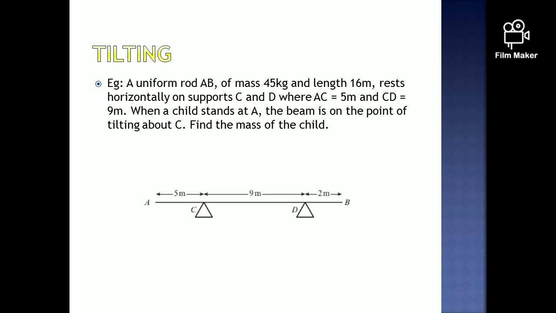So you can mark the reaction at D as 0, or you can just keep it blank without marking any information. Then the total reaction comes to C. Then you can mark the reaction at C as R. And you can mark the weight. We don't know the mass of the child. Therefore, I'll mark just mg downwards from point A, since the child is standing at point A.